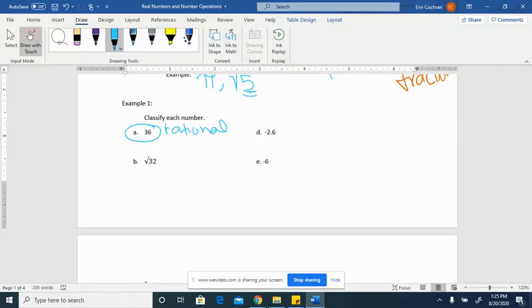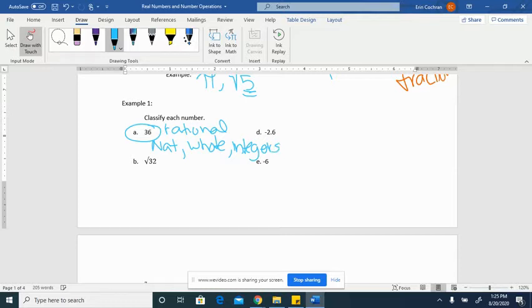Natural numbers are your counting numbers. Can I count to 36? Yes, I can. So that's a natural number. Whole numbers are your counting numbers and 0. Well, we counted it, so it is also a whole number. Integers are whole numbers and their opposites. Well, it's a whole number, so automatically it has to be an integer also.